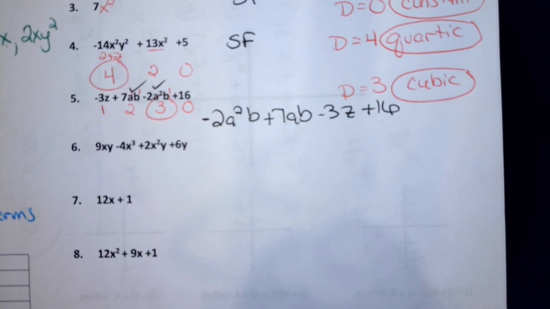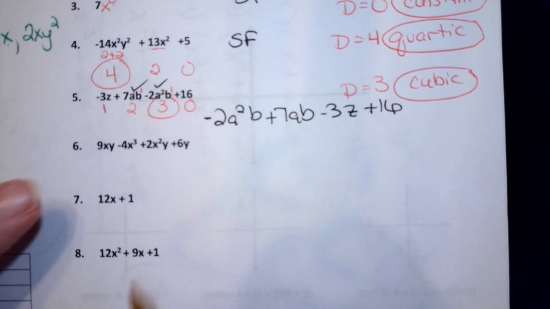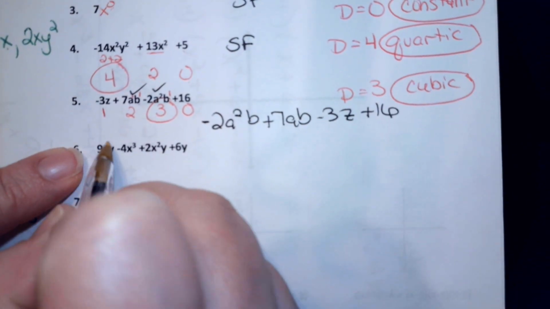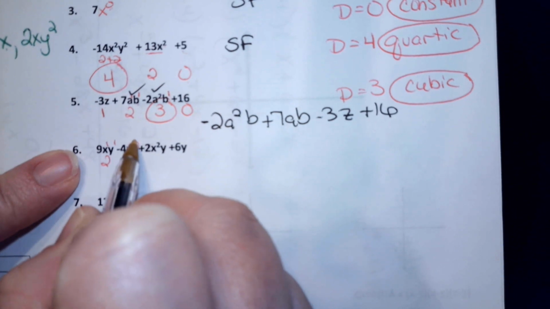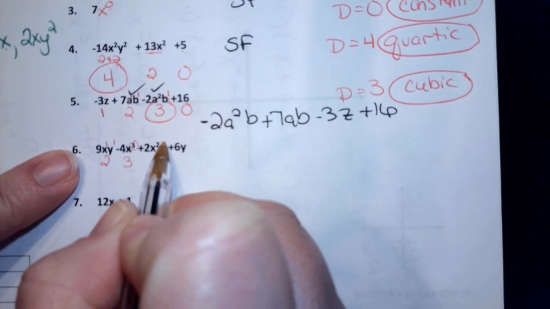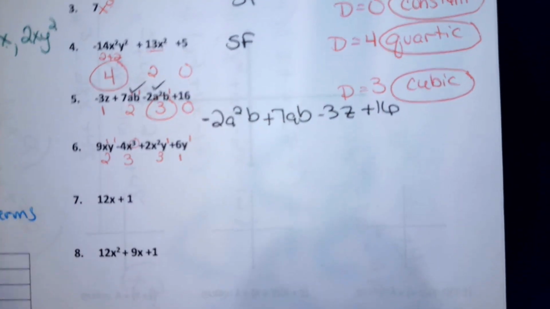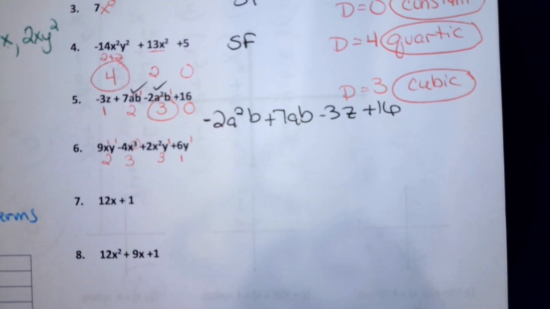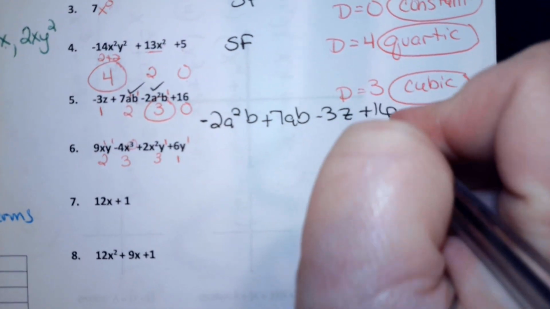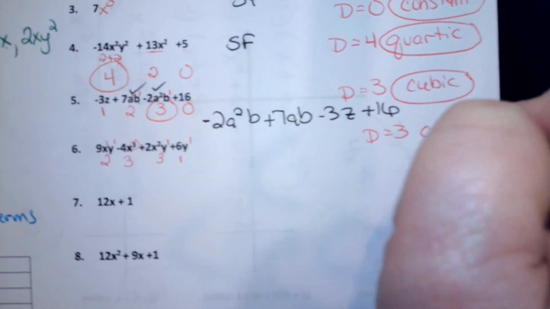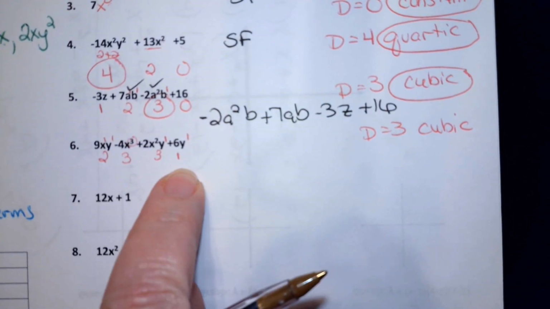For number 6, we're going to come right here. Let's see, we've got an x to the first and a y to the first, so that's a 2. Then the degree here would be 3, since 2 plus 1 would be 3, and the y is a 1, so that would be 1. Now, if you notice, the largest degree is 3, so it's definitely a degree of 3, which makes it a cubic, but it's not in standard form.